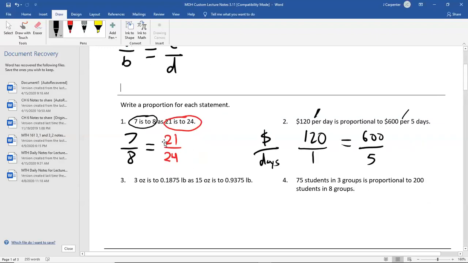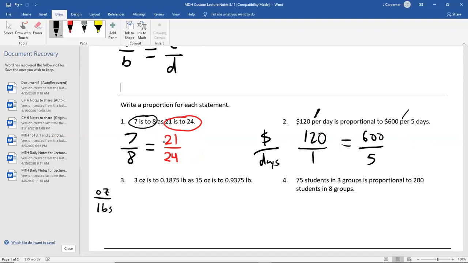Okay, so 3 ounces is to 0.1875 pounds, as 15 ounces is to 0.9375 pounds. So you can even help yourself. And this is what I do with my QR students. I say, write out units so that you make sure everything goes in the right place. So ounces is the first thing, pounds is the second thing. So ounces over pounds.